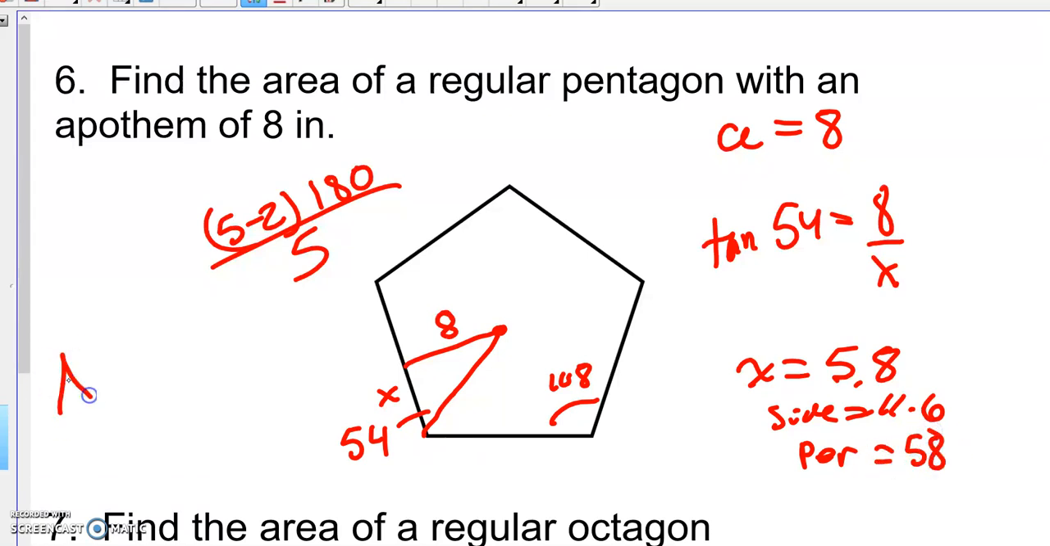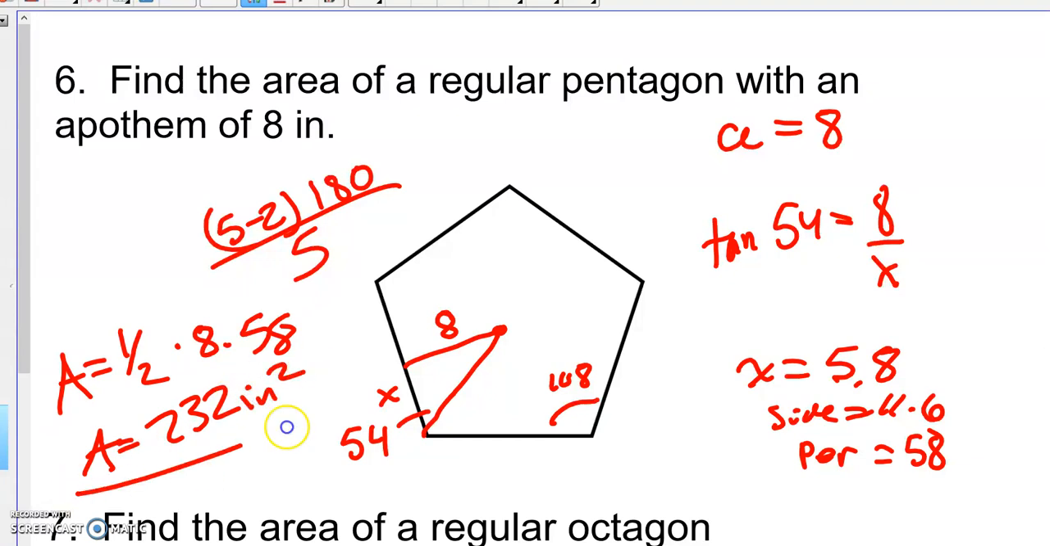Now I can jump over and plug everything into my formula. 1/2 AP, and I should get out 232 square inches for my area.